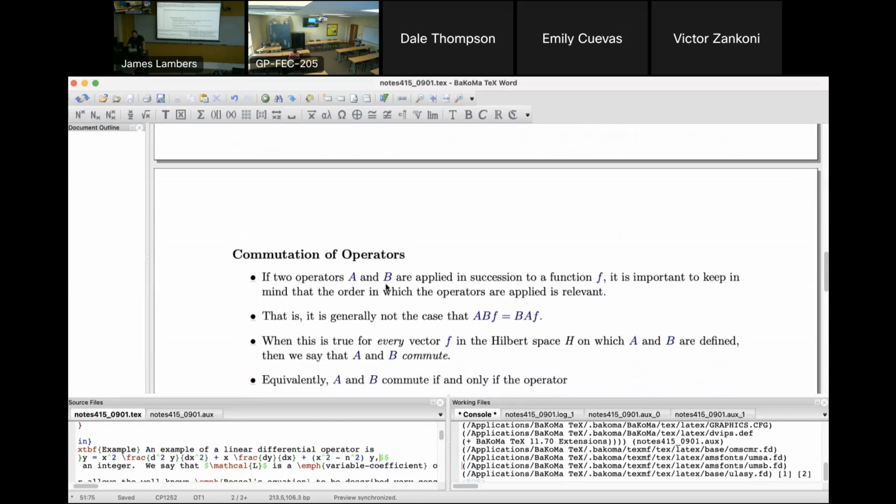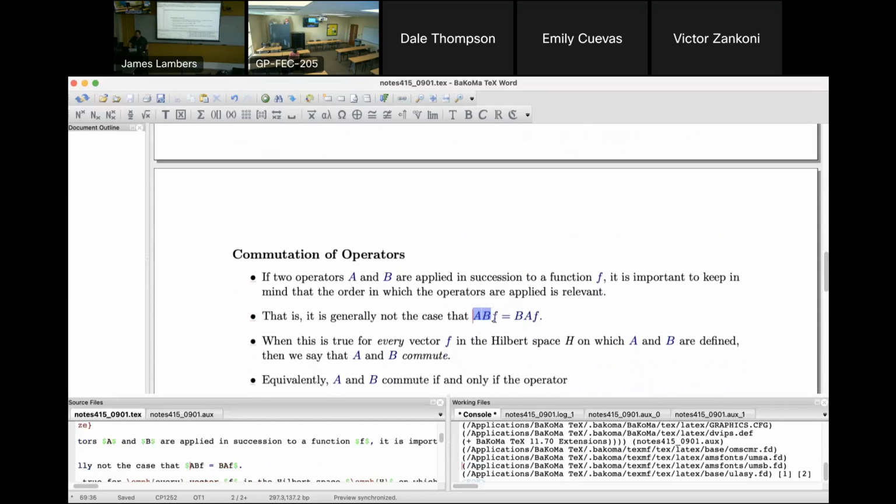Okay. Now, linear operators on a vector space generally do not commute. So you cannot expect to do this. Like the way this is written, I have a function f, I'm applying the linear operator b to it, and then I apply a to the result. Whereas over here, I apply a to f and then b. So you should not assume that those are equal.